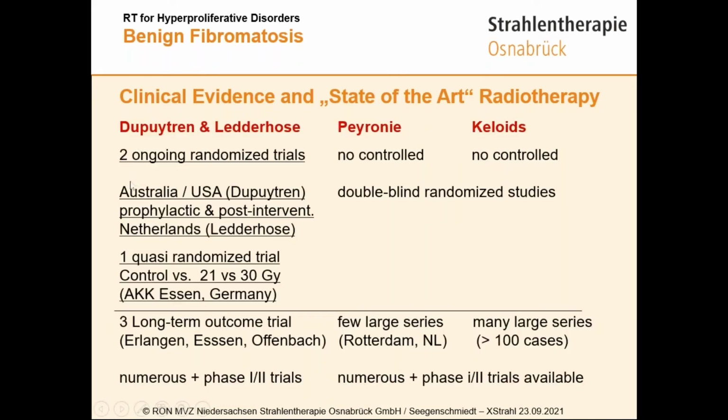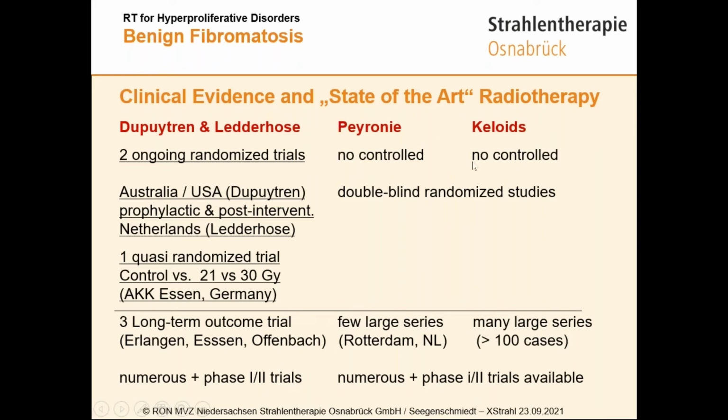Randomized studies are ongoing now in Australia. Martin Gerard will report about it, and in the Netherlands regarding Lederhose disease. And Dr. Stenbergers will tell us about his results. In Germany, in 1996, a quasi-randomized study was started with a control group compared with a randomized group of 21 to 30 grade, which was published in 2001. A long-term outcome trial has been provided by Erlangen, Essen, and Offenbach clinics, and there are numerous phase 1-2 trials.